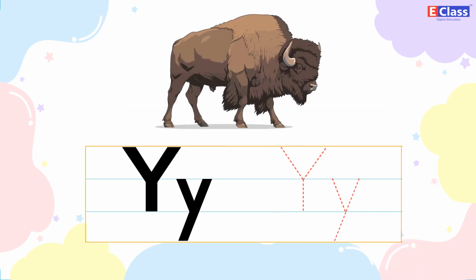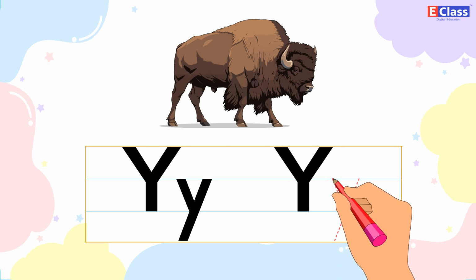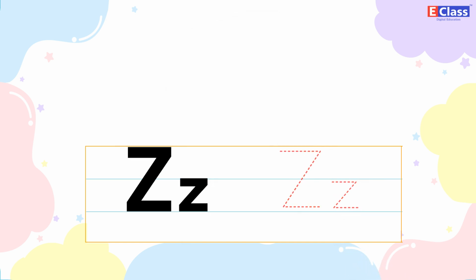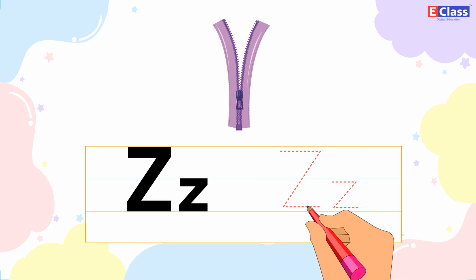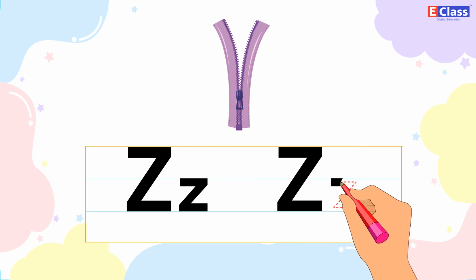Y for yak. Capital Y and small y. We are almost there. The last one is Z. Z for zip. Trace Z. Both ways. Capital Z. Small z. That is amazing.